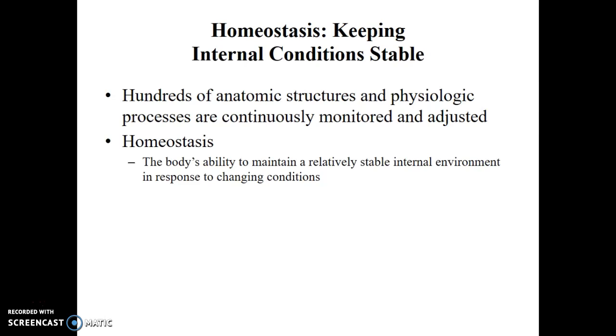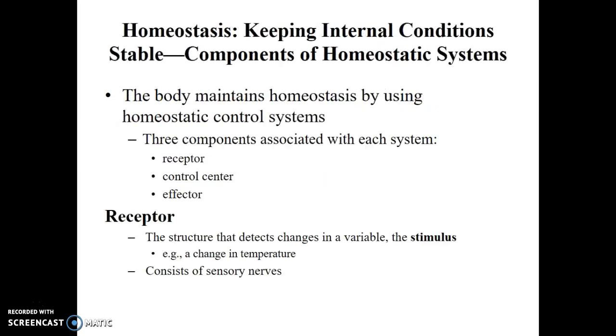So these are all continuously changing variables, and we have to be able to maintain a stable environment, okay? To do this, the body has a homeostatic mechanism that has three basic components. We have a receptor, a control center, and an effector. A receptor is something that detects changes. So it picks up stimuli.